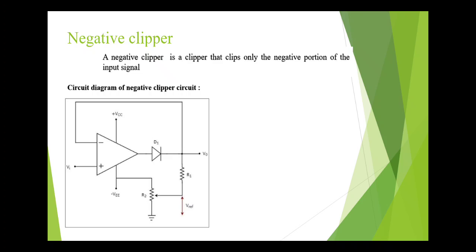From this circuit, you can understand that the negative clipper is just obtained by reversing the diode and taking the reverse polarity of the reference voltage in the circuit that you have seen for a positive clipper.